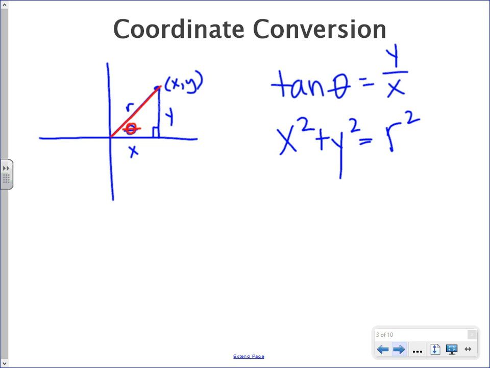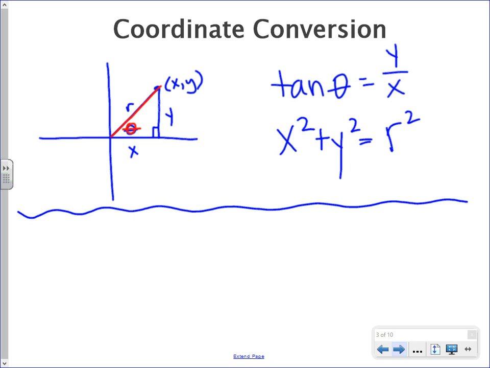Okay, ladies and gentlemen, if you have an XY coordinate and you want to know what it is in polar form, these are the two things you would need to do. Okay, that's essentially what you did outside on the sidewalk. Okay, now let's talk about going backwards.